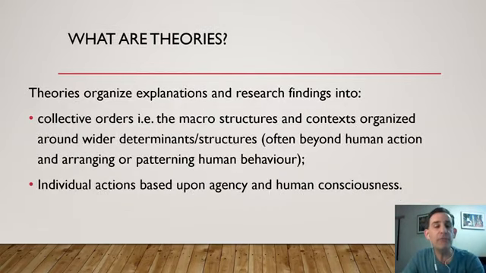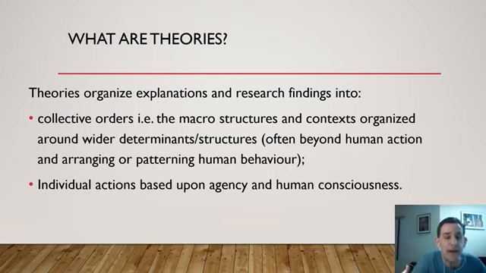Moving on, theories organise explanations and research findings often into what we call macro structures or collective orders. These are the larger macro structures and contexts which are organised around wider social determinants and structures. For example, income, political systems, inequality, those wider social structures that are often beyond human action and arrange and pattern human society and human behaviour.